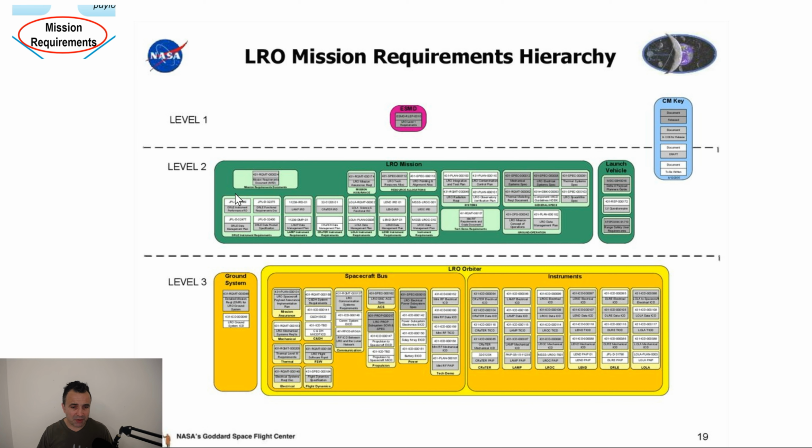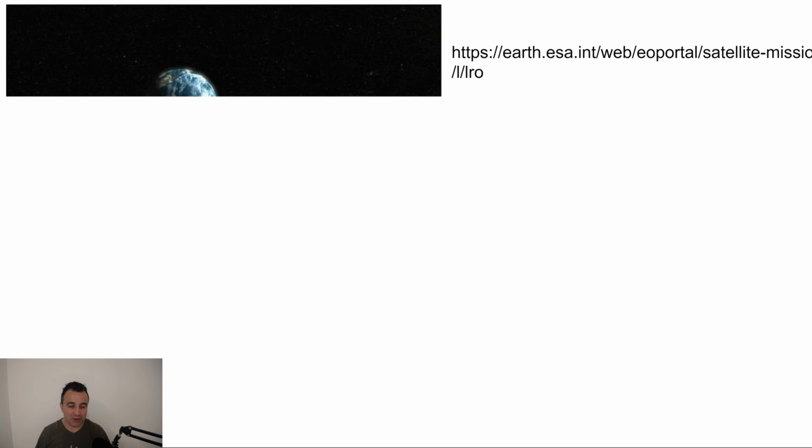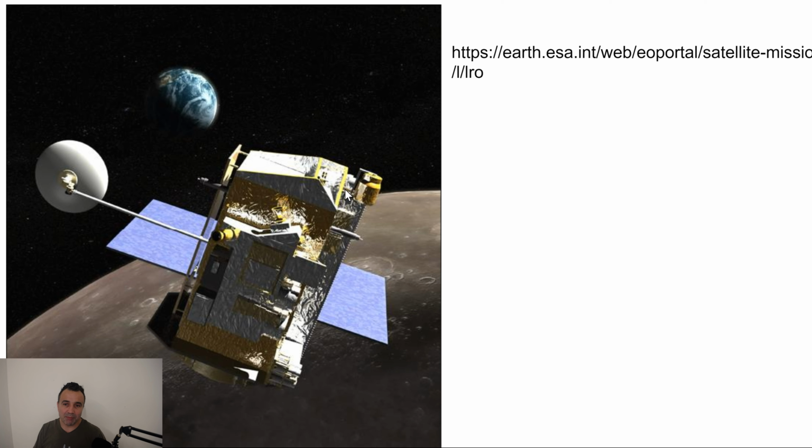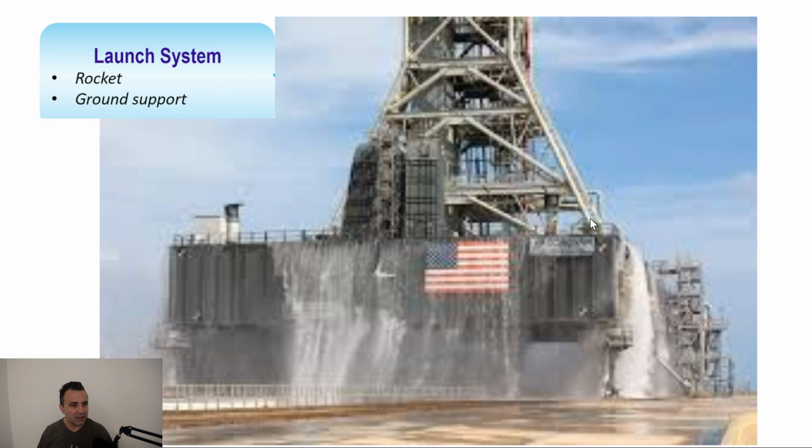But for the mission, from the program until the launch vehicle, requirements kind of cascade and need to be traceable. That is one of the important things in systems engineering, is that we decide the things, and then those things and those needs cascade down to several levels for execution. Really, really impressive. LRO, earth.esa.int web EO portal satellite missions LRO. Great portal for information. And I think that with this, I conclude the mission of today.